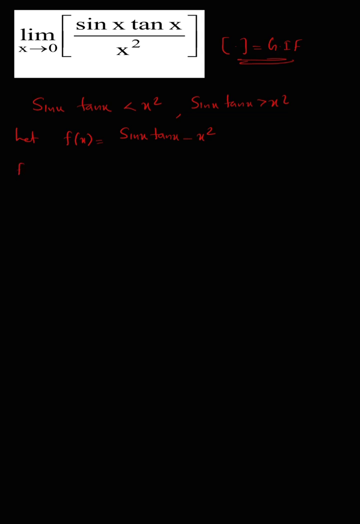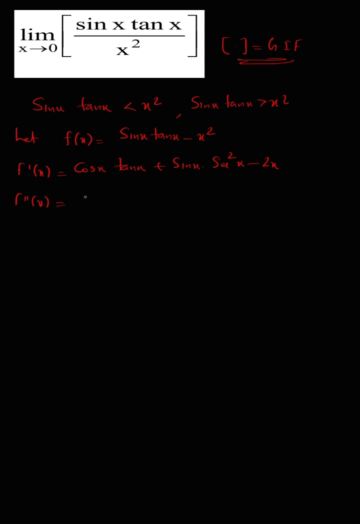So let me differentiate this. What is this? Cos x into tan x plus sin x into sec square x minus 2x. So we have this. Now we have the problem of whether f dash x is positive or negative. We don't know. If f dash x is positive, then it is a strictly increasing function and we can proceed with that. But that we don't know. So we are going to find its derivative also.